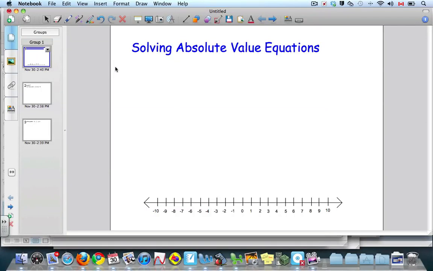And Mrs. Flynn. We're going to do a quick podcast on solving absolute value equations. But before we do that, let's talk about what absolute value means.